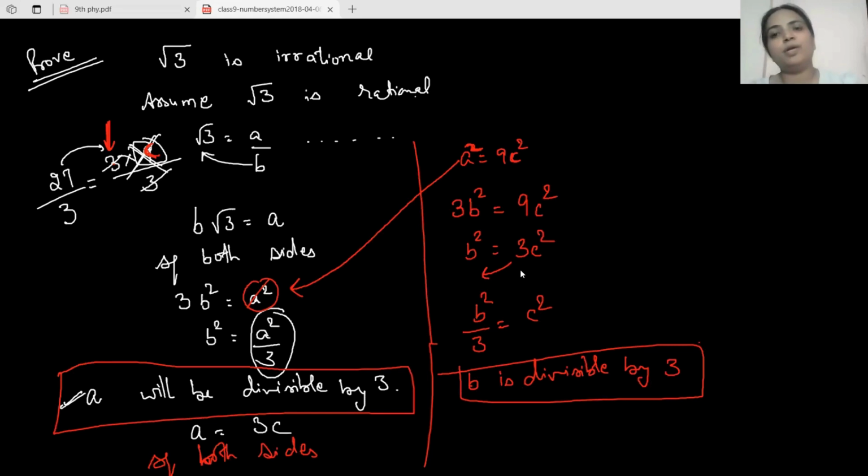Slowly, actually what you are doing is, first you conclude that the numerator is divisible by 3. Then you are representing that numerator in the form of 3 into something, right? And if it is 3 into something, then you squared it and equated it with the first equation, and now you know that the denominator is also divisible by 3. So numerator and denominator both are divisible by 3. That means they are not co-prime. Okay, ma'am.